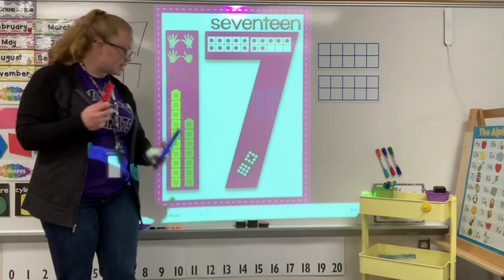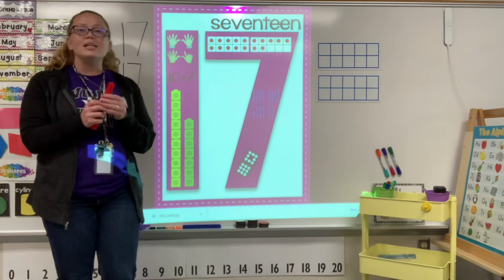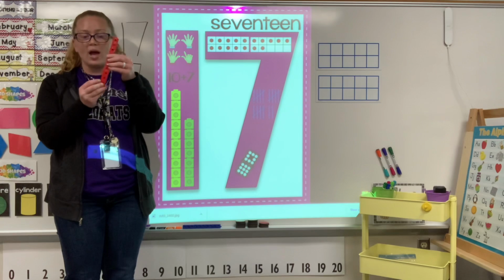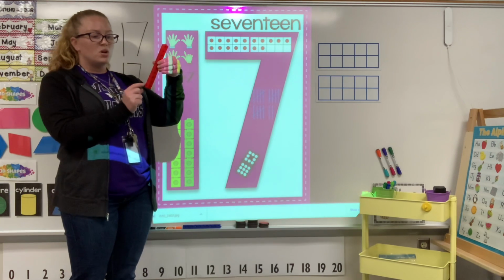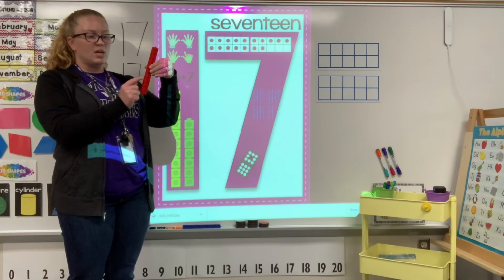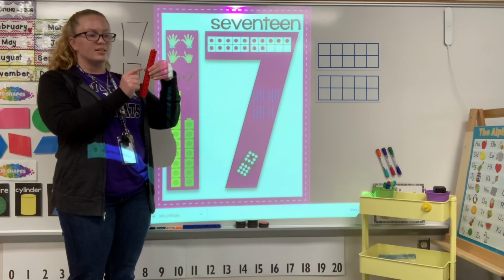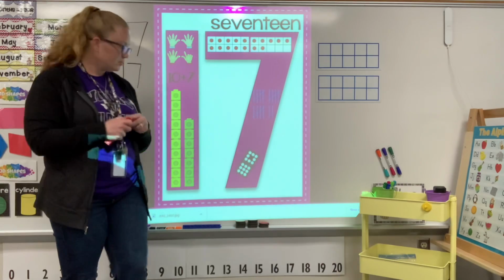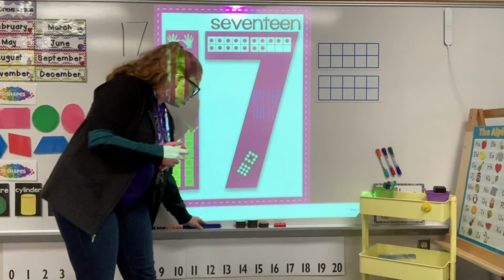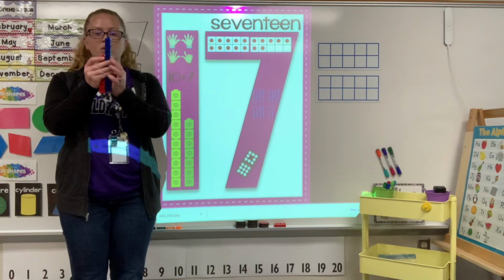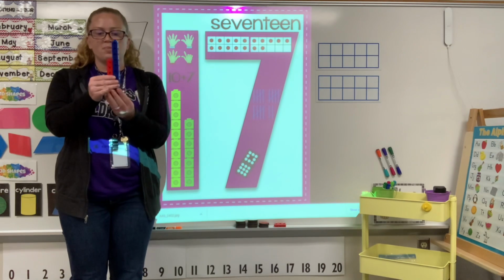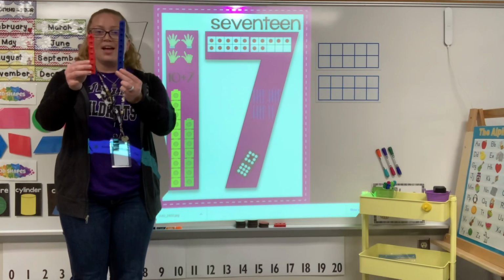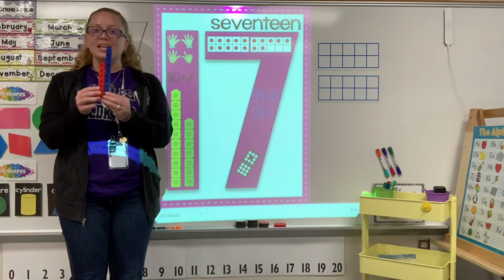So I have my 10. Now I need 7. So I'm going to take 7 of these red counters. Let's count. 1, 2, 3, 4, 5, 6, 7. So there's 7 right there. So now I have built the number 17 with my cube towers. I have 10 and 7 more. That makes the number 17.